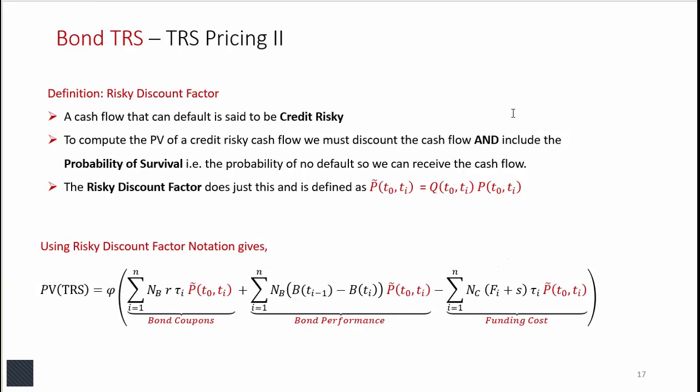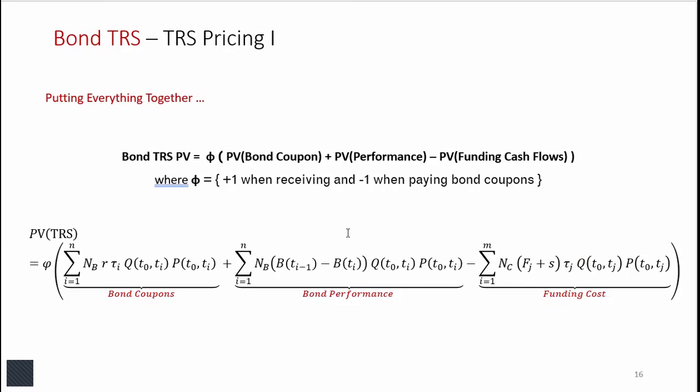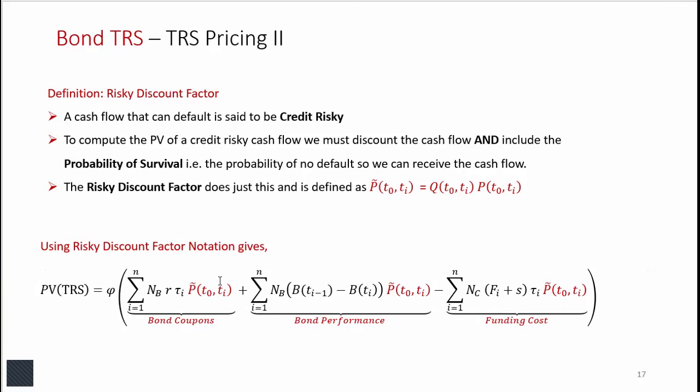Now what I do on this next slide is use the risky discount factor notation, which sometimes you'll see formulas quoted like this, and sometimes it's convenient. So these are the pricing components of the TRS for when the TRS is surviving. All these Q terms are probabilities of survival, so they incorporate the probability that you don't receive these coupons. But there's a very convenient notation here we can use.